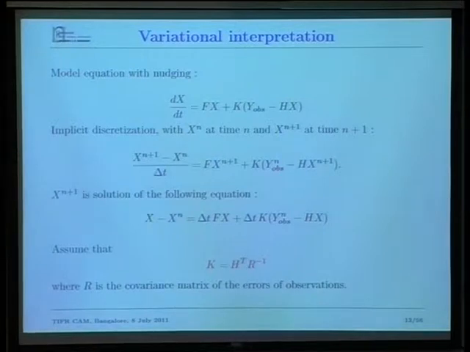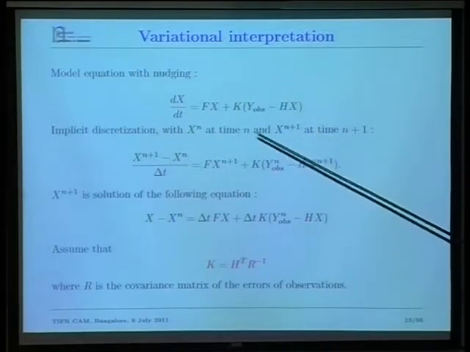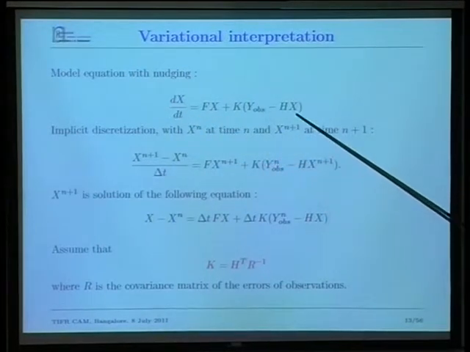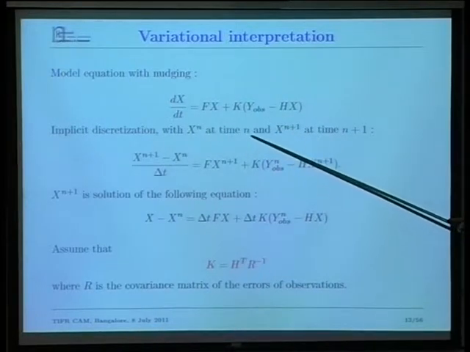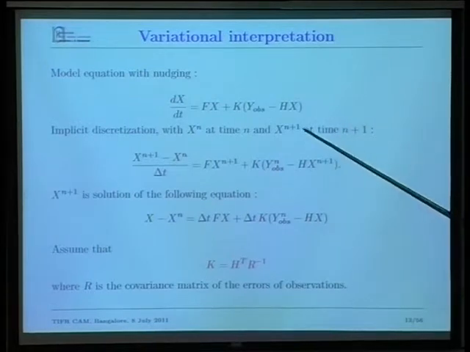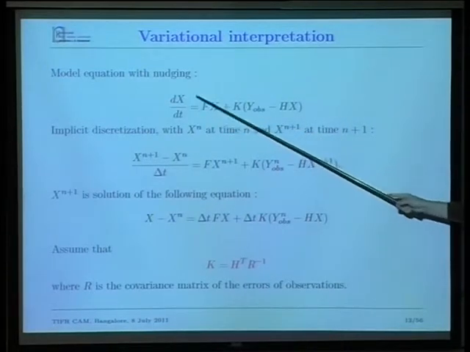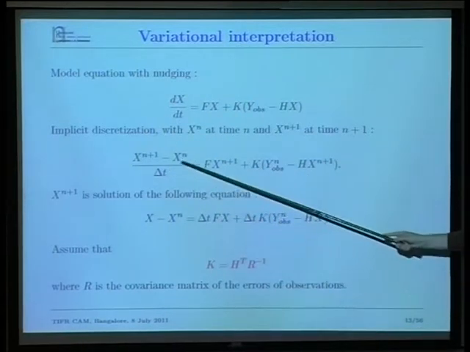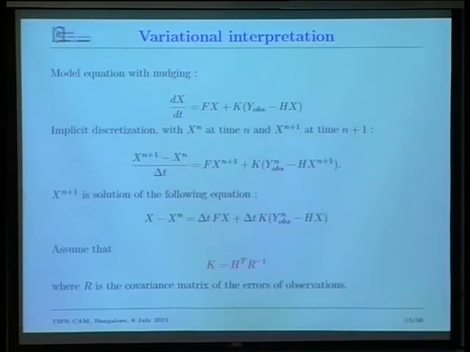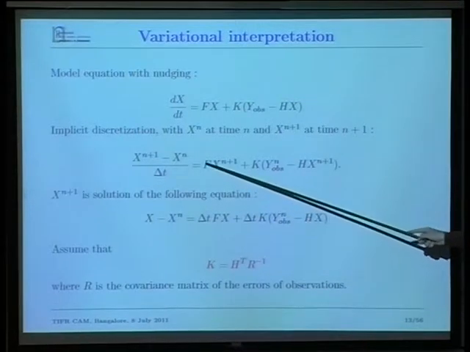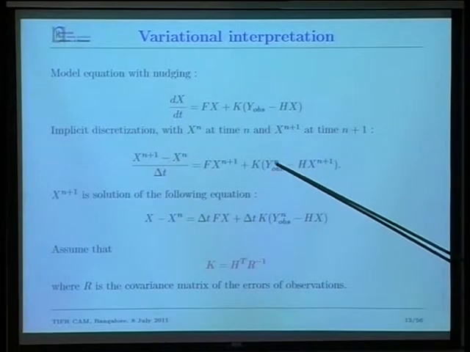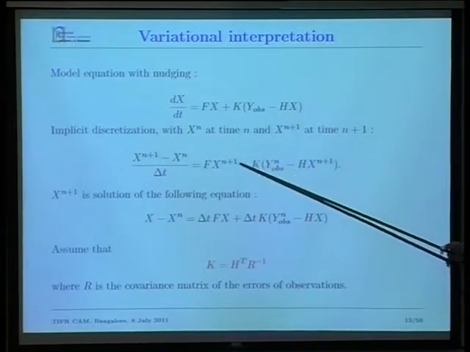So first, let's give a variational interpretation. We are back to the model equation with the nudging term here. If we use an implicit discretization of this equation, we assume that at time tn the state is xn, and at time n plus 1 it's xn+1, so the derivative in time is simply replaced by (xn+1 minus xn) over delta t. And then everything here, except maybe the observation, but it could be at n plus 1, is implicit.